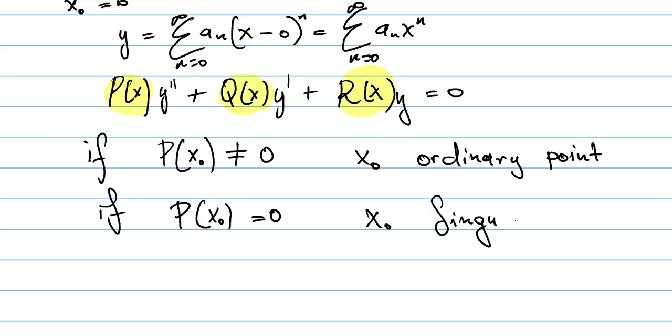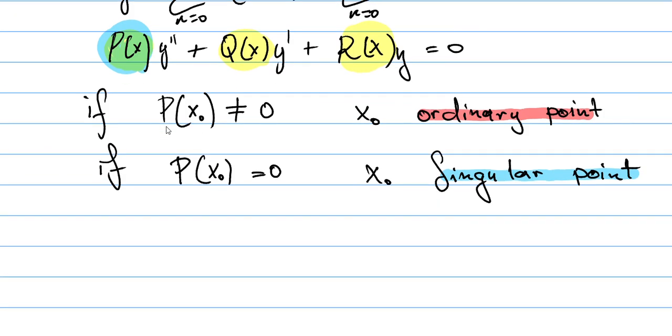You should bear in mind, if you plug your x naught into this function p of x and you get 0, that is a singular point. If you don't get 0, that is an ordinary point.